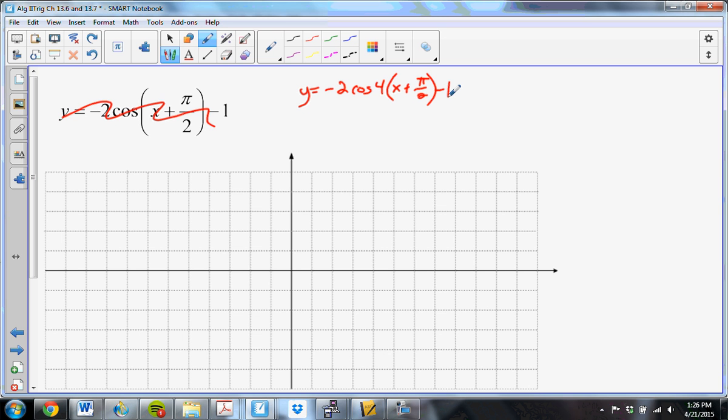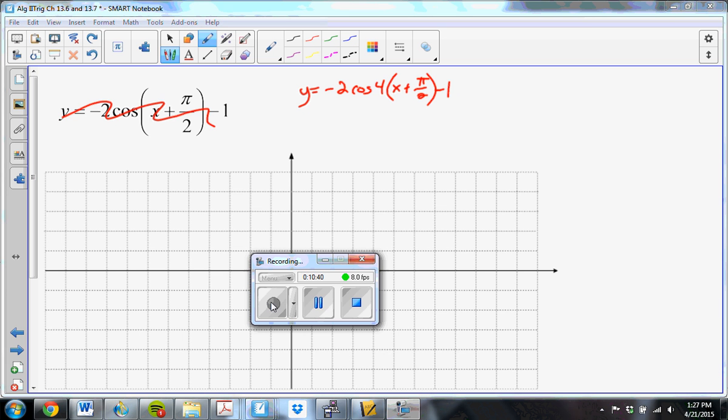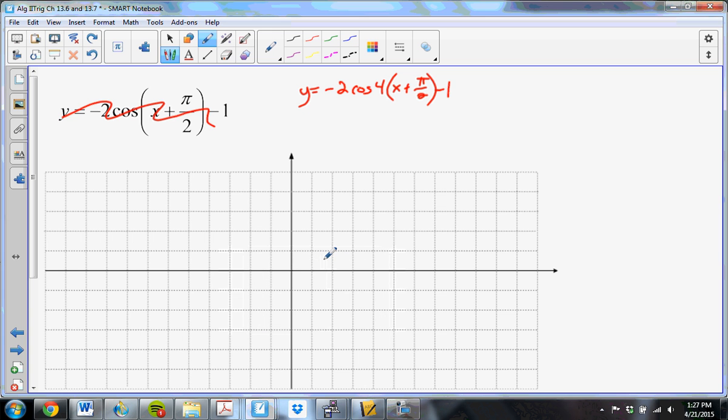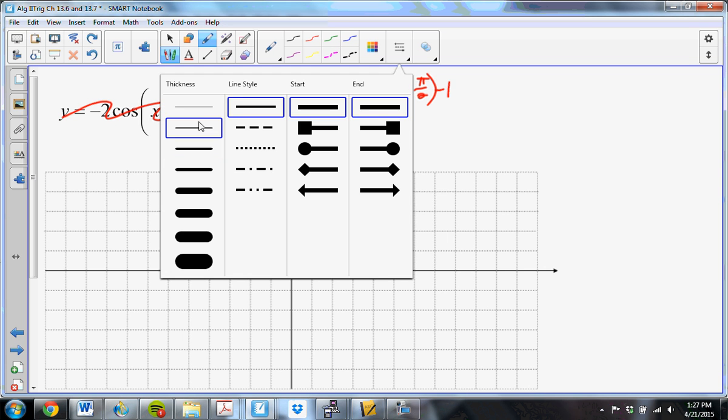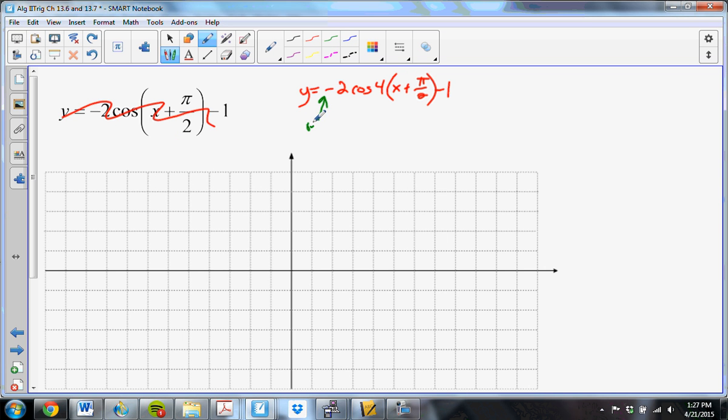In fact, let me pause and think if I want to do this or not. One second. Yeah, I want to do one of these just to make sure we can handle this, or at least so that you've seen it before. So everything is happening now. There's a change in the amplitude, there's a reflection, there's a change in the period, there's a phase shift, and there's a vertical shift. To break those down, I'll go with my thin pen. Here's the reflection, here's the amplitude change, here's the change in the period, here's the phase shift, and here's the vertical shift. I'm going to take care of all these things at once.